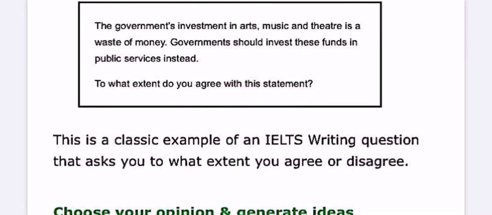So you cannot completely agree with it, because we cannot spend all our funds in public services and just discard arts, music or theatre, because everything is important in life. Proportion may vary, percentage may vary, but completely we cannot say that all money should be invested in only one sector. That's my perception, my way of writing. So I'll be following both pros and cons of this particular topic. So let's find out how we can approach this kind of essay.